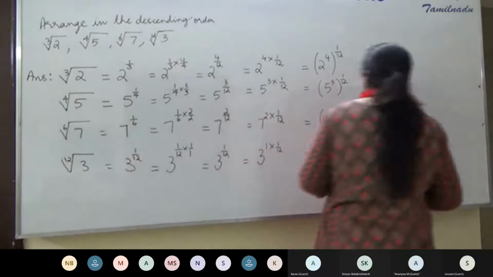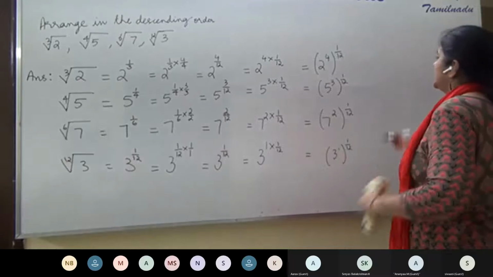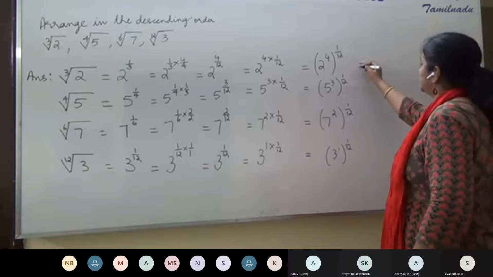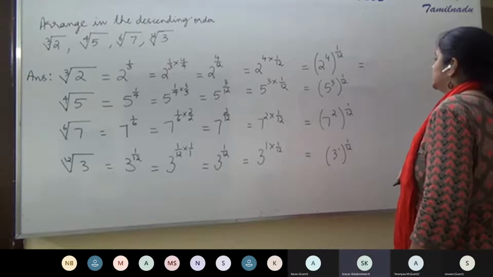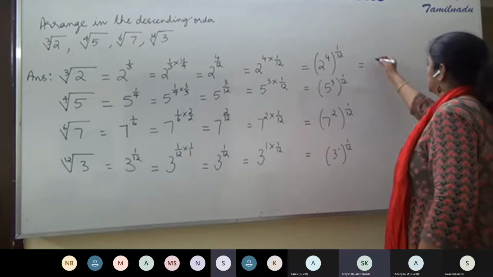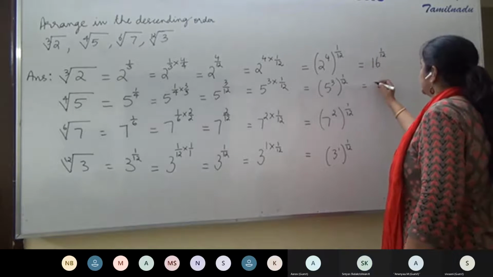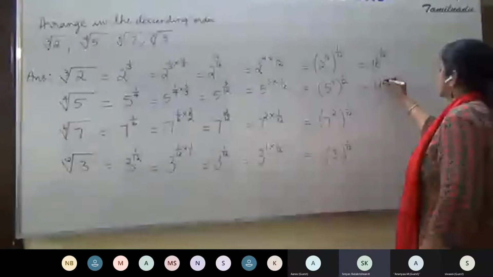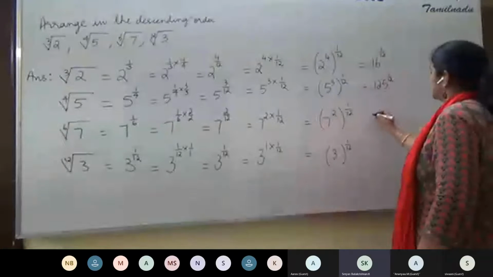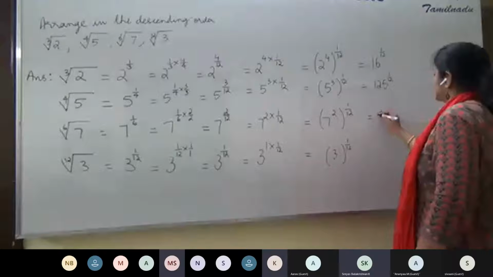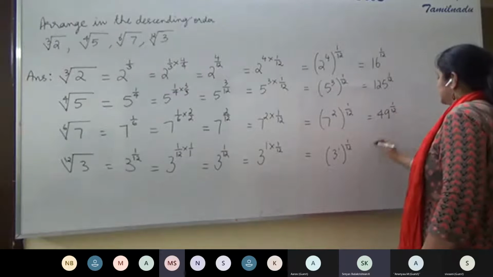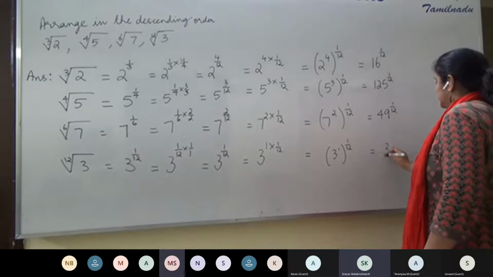Okay. Now tell me, what should be the next step? 16 to the whole power 1 by 12. Yeah, 16 to the power 1 by 12. Here, 125 to the whole power 1 by 12. 49 to the whole power 1 by 12. 3 to the whole power 1 by 12.